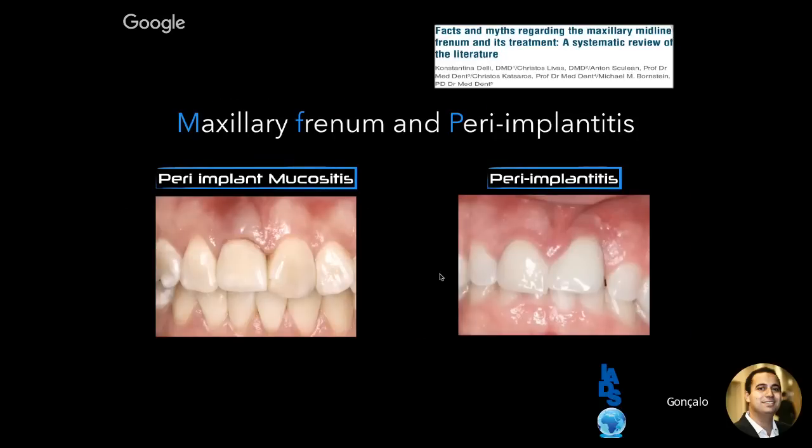Then we have maxillary frenum and peri-implantitis and peri-mucositis. Some authors like Otto and Gluckman suggest that when we have a frenum, like a papillary frenum, it can cause peri-implant mucositis, and the peri-implant mucositis can further progress into peri-implantitis, for the reason that it can open the gingival margin and cause more food debris. So basically, it can cause a food trap that can cause inflammation, and that inflammation, of course, can cause bone loss.